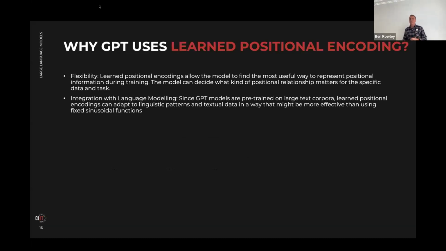This gives them flexibility. It allows the model to find the most useful way to represent information, and the model can decide what kind of positional relationship matters from the given data or the task. Then there's the integration with language modeling. Since the models are pre-trained on a huge volume of data, these learned encodings can help it adapt to different linguistic patterns in textual data. This is more effective, really, than using the sinusoidal function. So there's a trade-off there.